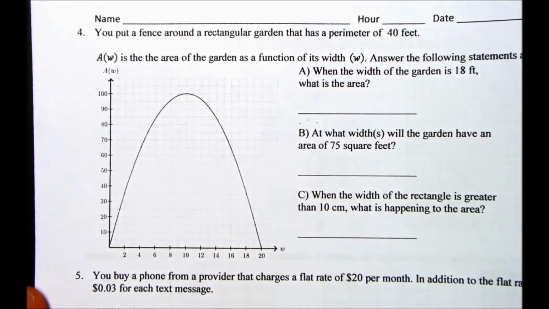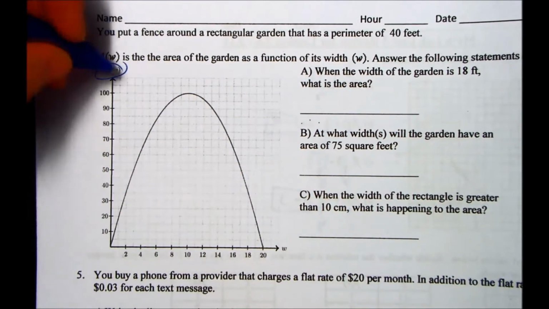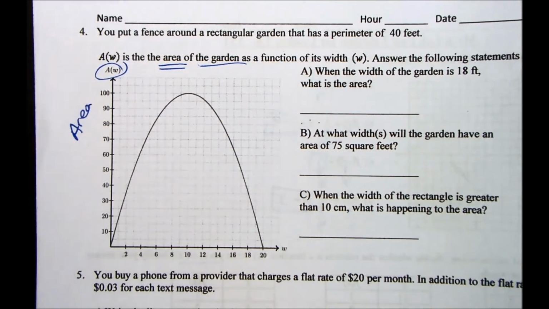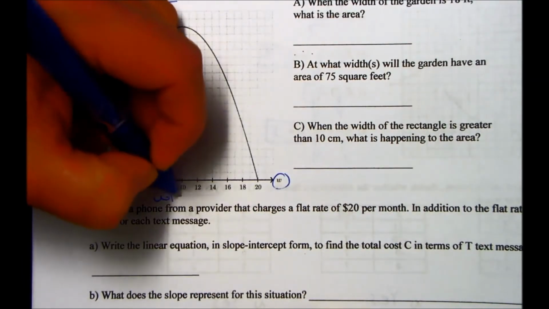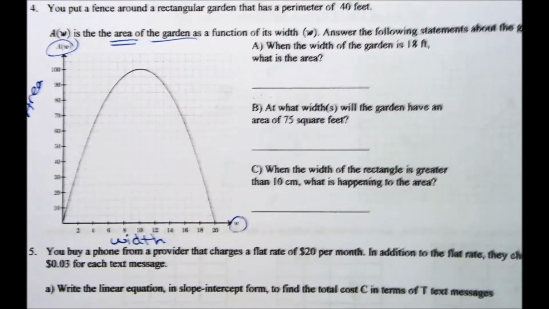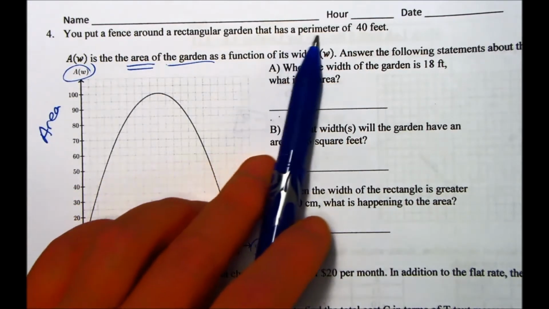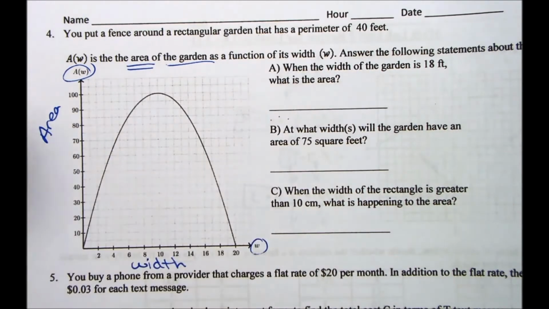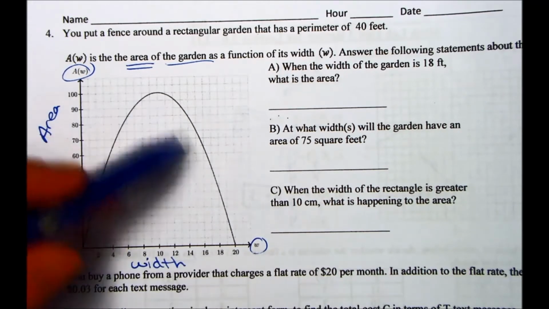Number 4, you have a graph. This graph is representing the area. So A sub W is the area of the garden. So this is area. The horizontal axis represents the width of the garden. So they're saying that you're putting a fence around a rectangular garden that has a perimeter of 40 feet. So you have 40 feet of fencing to use.